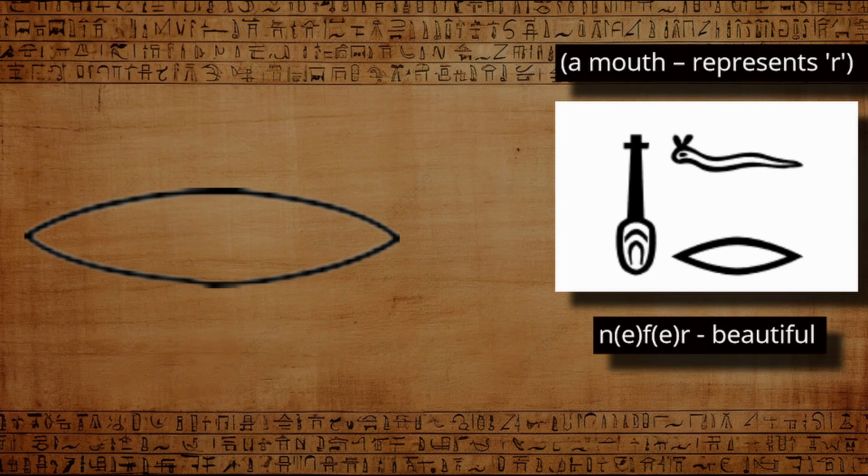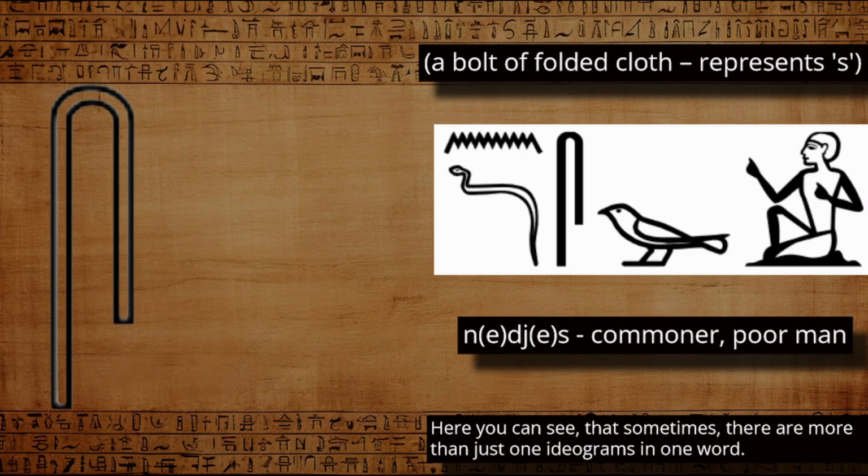Now we come to a mouth, representing the sound R. Take a look at this beautiful word, nefer, which means beautiful. Notice how this time the ideogram appears at the start. Now we have a bit weird looking symbol. It is supposed to be a bolt of folded cloth, and it is representing the S sound, so S.